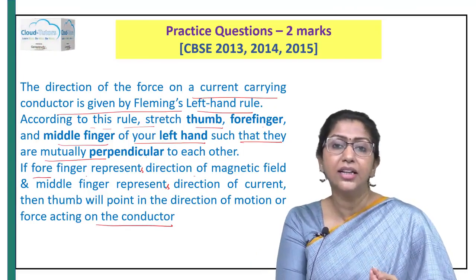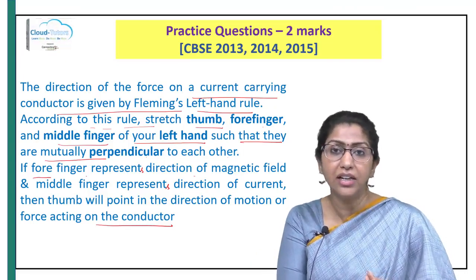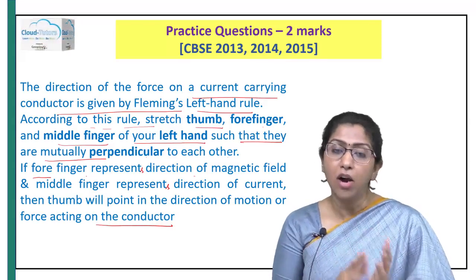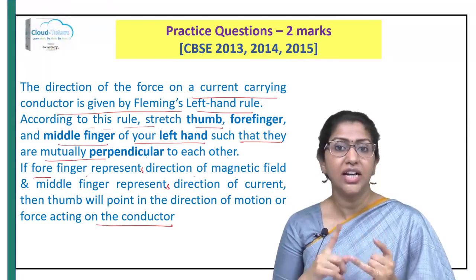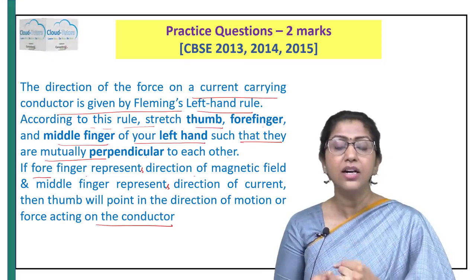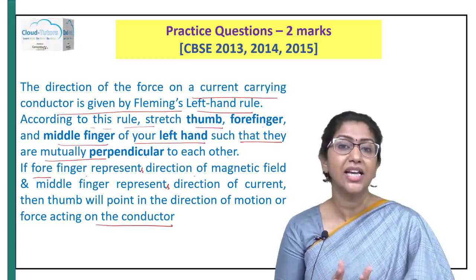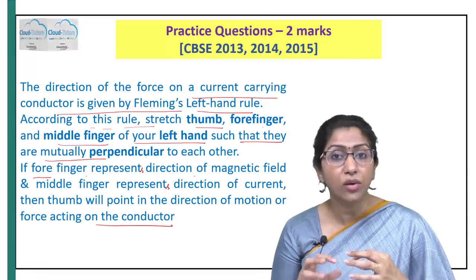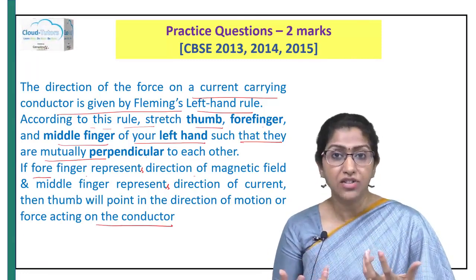Another important thing that we learned is the application of this principle: the combination of the magnetic effect of electric current and the force experienced by the current carrying conductor gives us the electric motor. We also understood why rotation is produced in an electric motor, right?